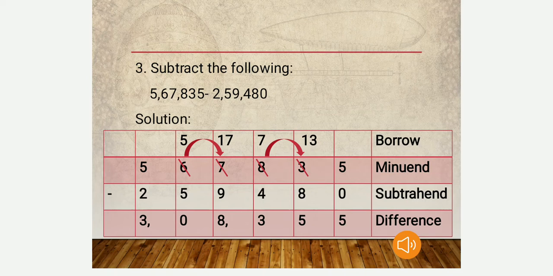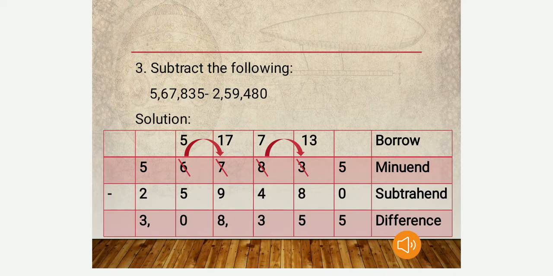5 minus 0 will be 5 itself. In 3, I can't take 8. So I am taking a borrow from left to right. Here you can see from 8 I am taking the borrow 10. So it will become a total of 13. In 13, when I remove 8, it will become 5. Since I have taken 1 from 8, here it will be 7. So 7 minus 4 will be 3.